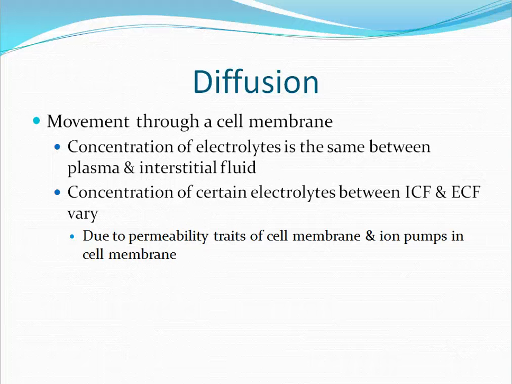The concentration of electrolytes is the same between the plasma and the interstitial fluid. The concentration of certain electrolytes, however, between the intracellular and the extracellular compartments can vary. This is due mainly to permeability traits of the cell membrane as well as ion pumps within the cell membrane, and we will be looking at some of these differences later on.